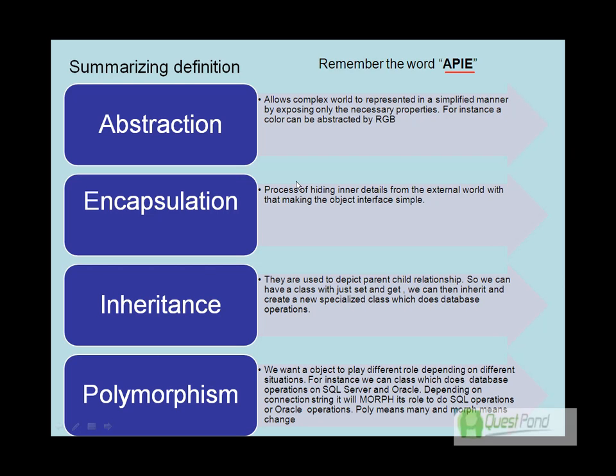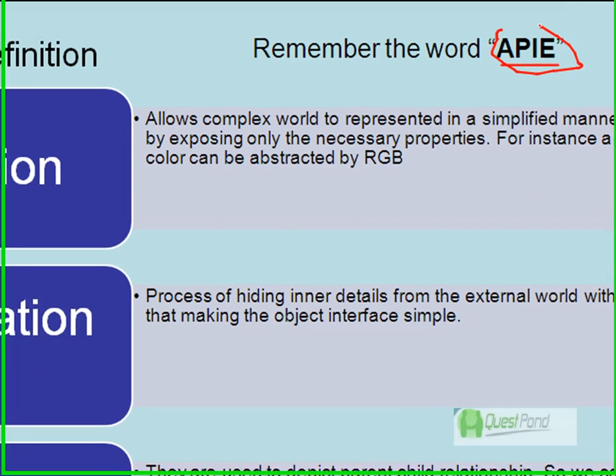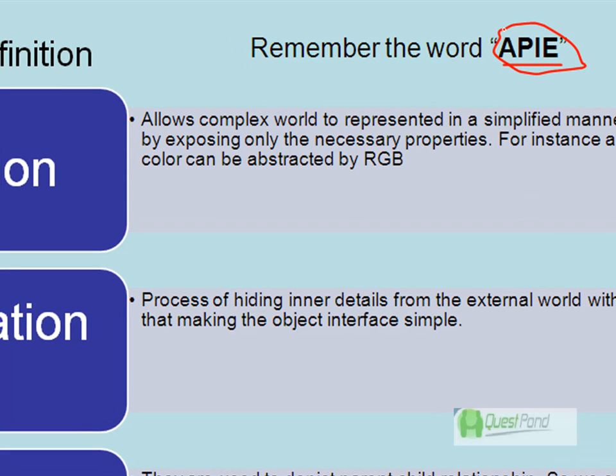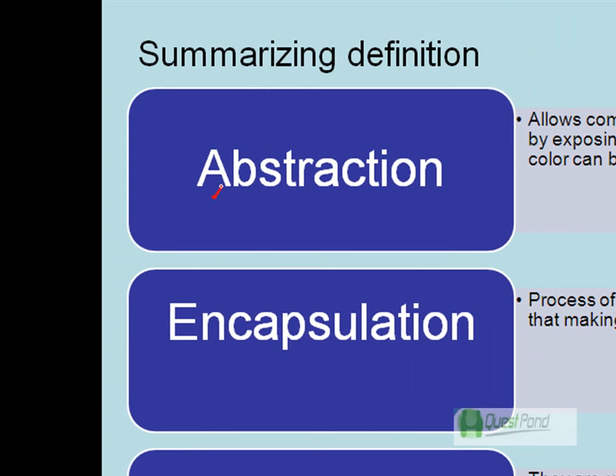So before we go ahead and talk about all four properties, you can remember these four properties by the word PIE. So A for abstraction, P for polymorphism, I for inheritance, and E for encapsulation. So let's first start with abstraction.